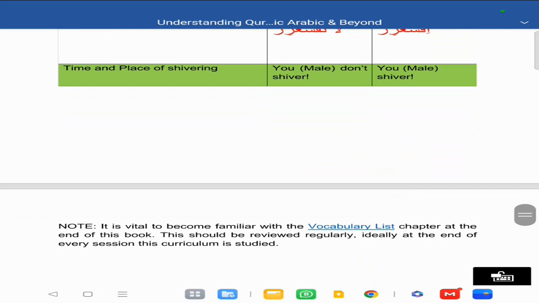As per usual, when we reach the end of a chapter, I always advise to go over the vocab list chapter at the end of this book. Ideally, at the end of every session, this curriculum is studied so that your Arabic grammar knowledge grows with your vocab knowledge, inshallah.